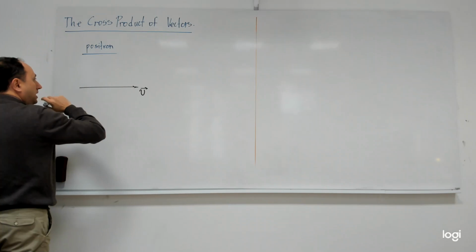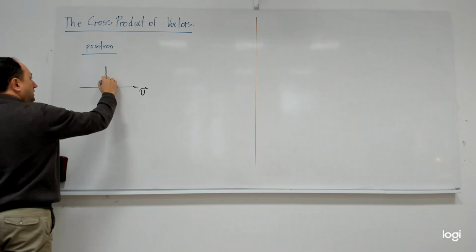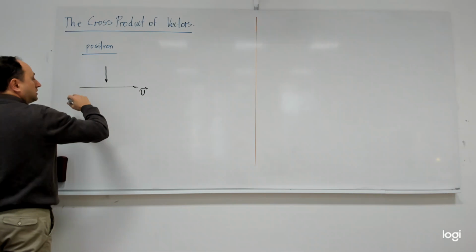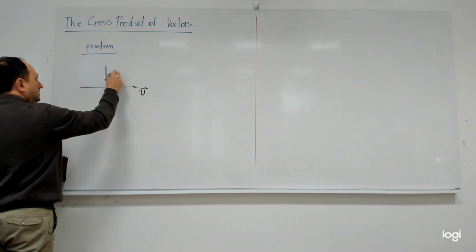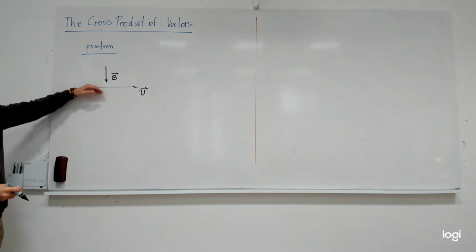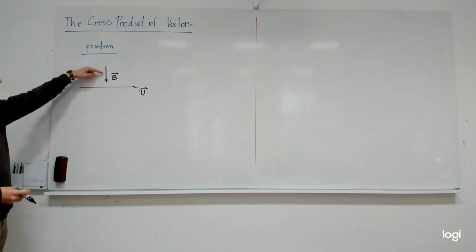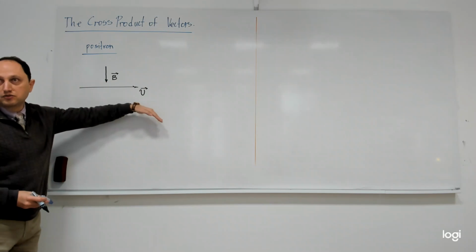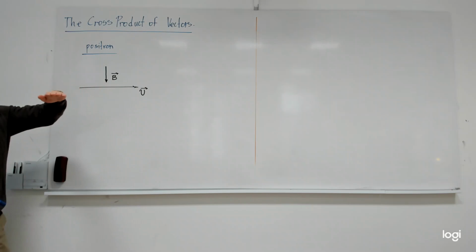So what is my magnetic force? For example, let us consider that my magnetic force is acting in this direction. Magnetic field, sorry, not magnetic force. The magnetic field is acting in this direction. Okay, so I hope that you realize that if this is the velocity and I have a magnetic field in this direction, the particle is not deviated in this direction. It is deviated in a horizontal direction, either to the right or to the left.